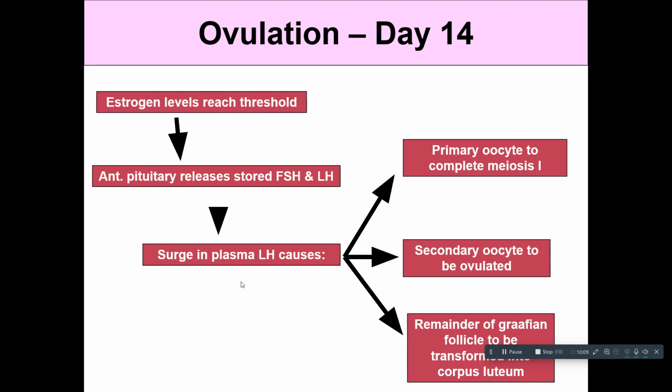The LH causes the Graafian follicle to start to squeeze and squeeze some more, and then it bursts. And it releases the oocyte into the surrounding peritoneal cavity, where it gets swept into the fallopian tube. Then the LH also causes the leftover cells of the Graafian follicle to be transformed into a brand new structure, which is called the corpus luteum.